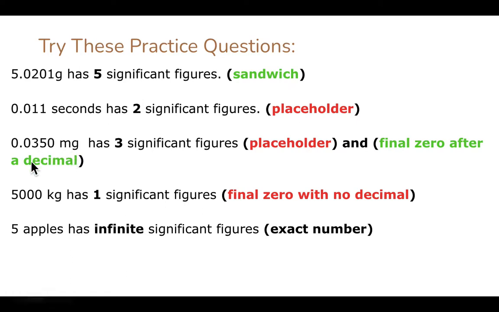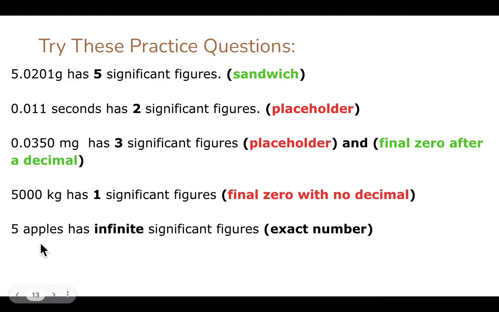Now this has 2 different kinds of zeros. We have placeholder zeros and we have a final 0. So, a leading placeholder 0. These do not count, but this one does because there's a decimal in the number. That's our uncertain digit. So we have 1, 2, 3 significant figures. This one here is a final zero with no decimal. It does not count. So we only have one significant figure.